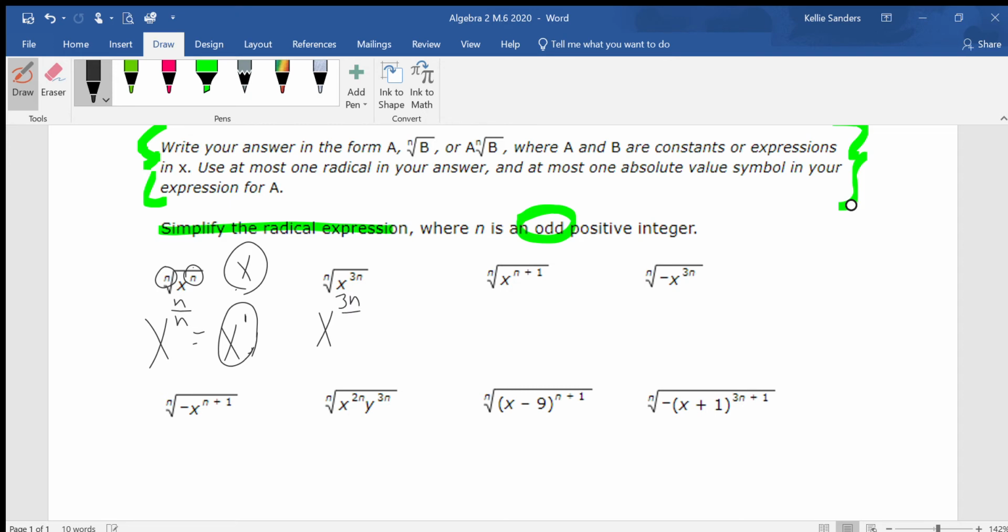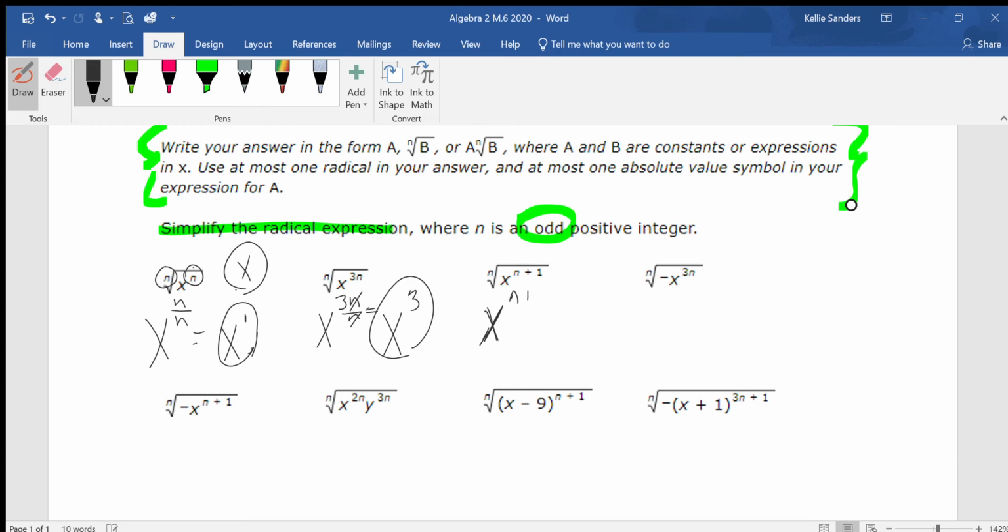x to the 3n over n. If you have an n on top and an n on bottom, they cancel out, and we're left with x to the 3rd. So on this one, I'm going to get technical on this first one, but maybe I won't have to afterwards.